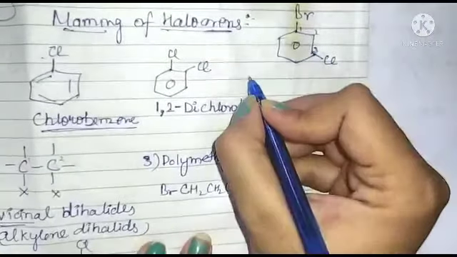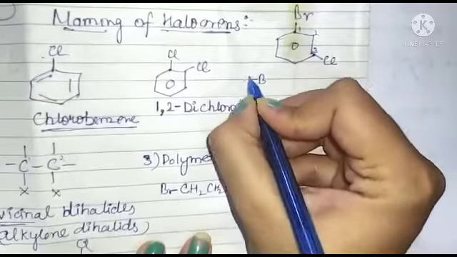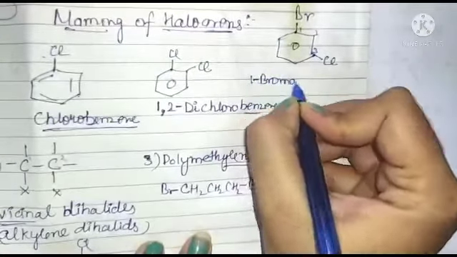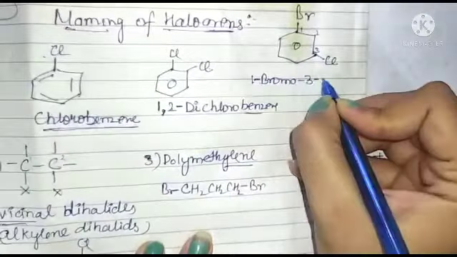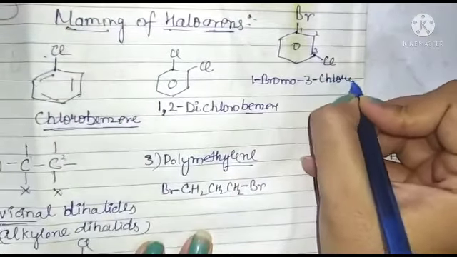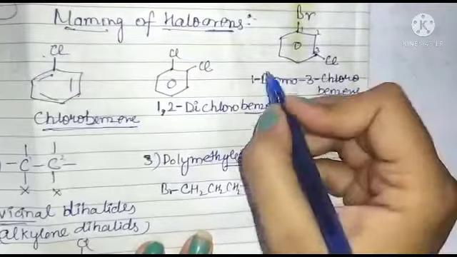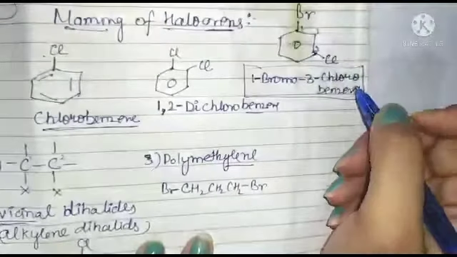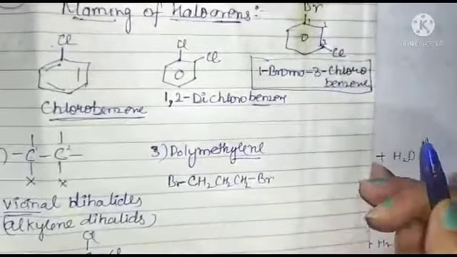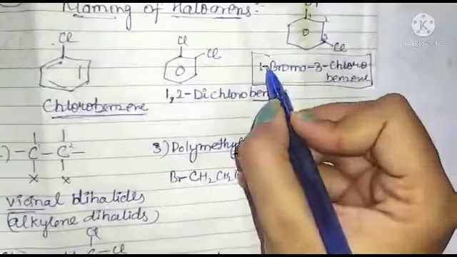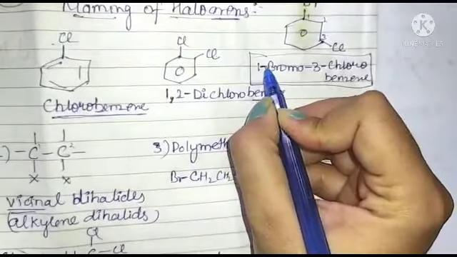Clear? So how do we have to write the name? 1-bromo, 1-hyphen-bromo-hyphen-3-hyphen-chloro. Okay, next, after chloro, what do we have to write? The name of the aromatic, that is benzene. Clear? These are super easy.